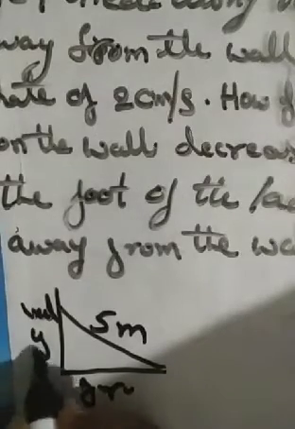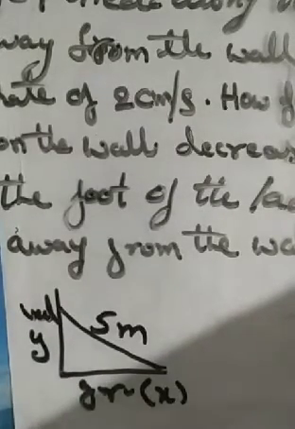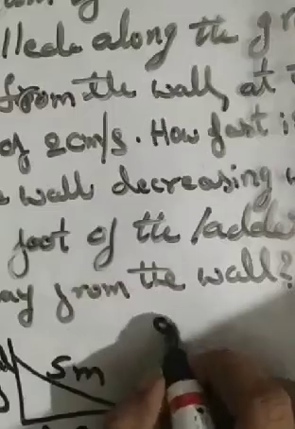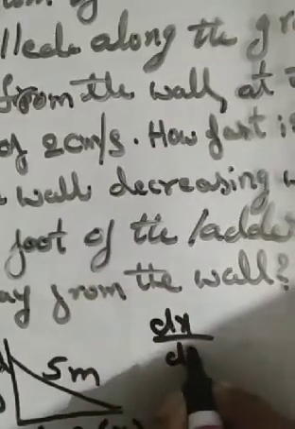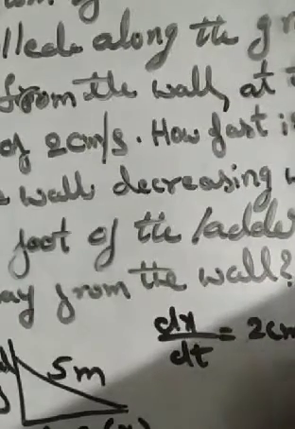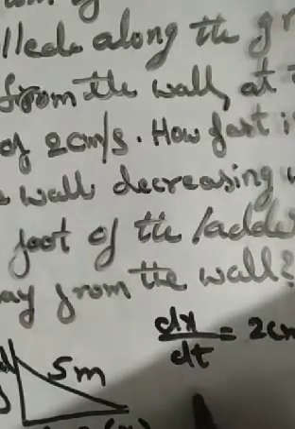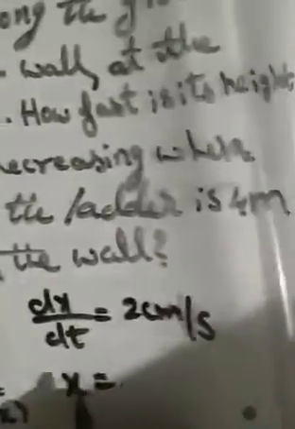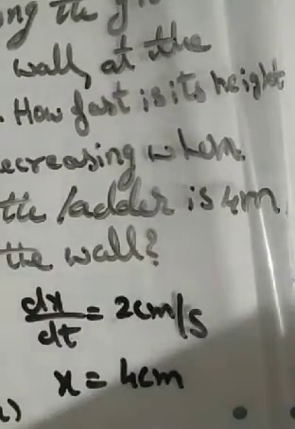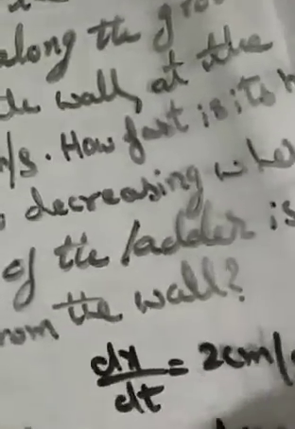So take the wall as y and consider the ground as x. So a Pythagoras theorem comes in. Is it clear? So what has been given to you? dx/dt, that is, you are pulling the ladder down at 2 centimeter per second. And the foot of the ladder is nothing but x. X is equal to 4 centimeter. So the diagram plays a very important role here. Is it clear?